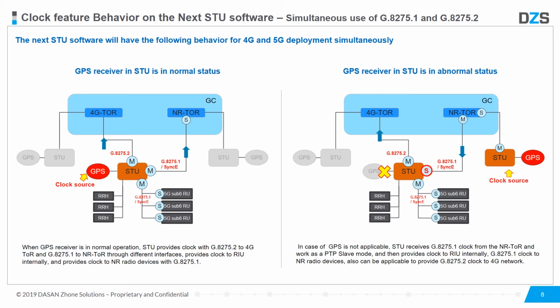If the GPS connected to the STU is not available in the figure on the right, the STU receives the clock received from the GPS of the STU connected to another interface of NT-TOR, operates in PTP sleep mode, and provides the clock to the RIU and the STU. It will also provide a clock to NL wireless device with G.8275.1.